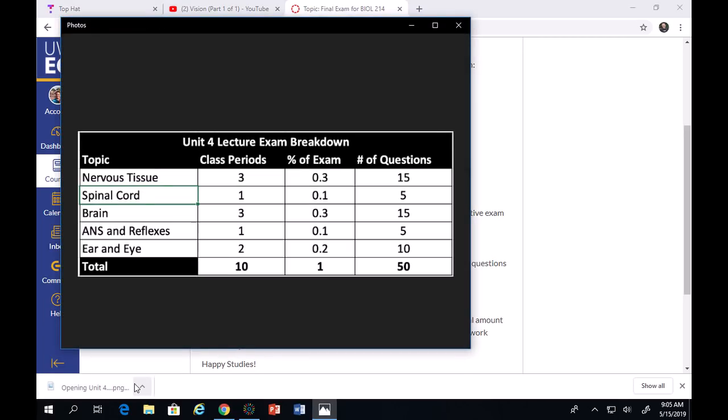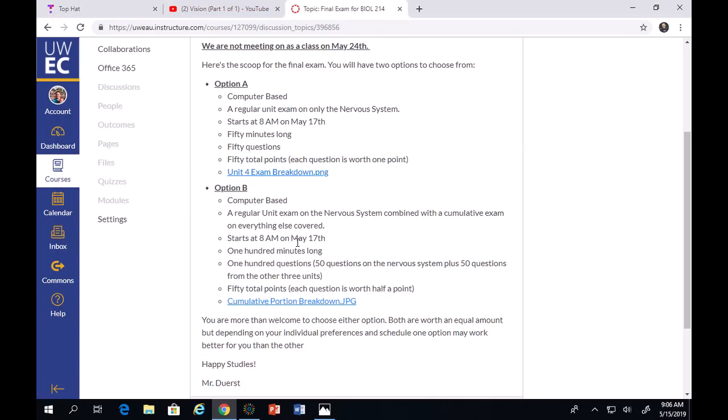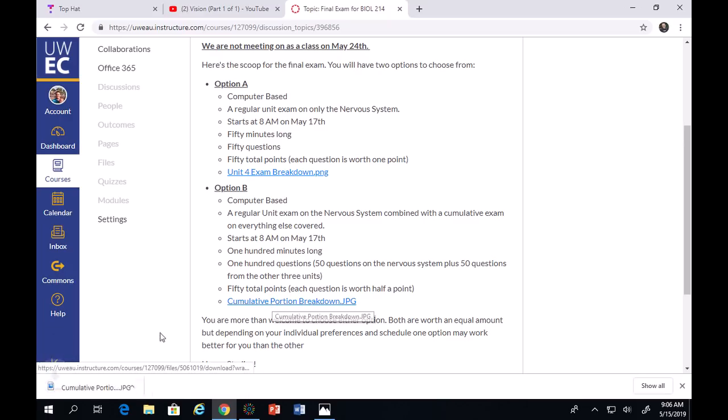The Unit 4 exam is going to consist of 50 total questions. Of that, 15 will be from the nervous tissue, 5 will be on the spinal cord, 15 will be on the brain, 5 will be on the autonomic nervous system, and 10 will be on the ear and eye for the Unit 4 only version of the test. For those of you who plan on taking the cumulative version, you have all of the Unit 4 questions plus 50 cumulative questions.